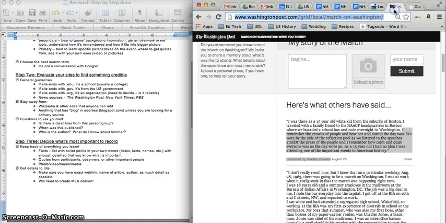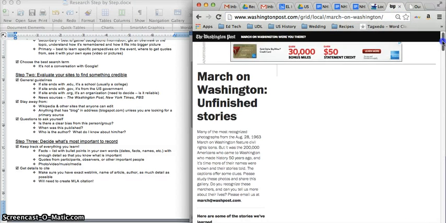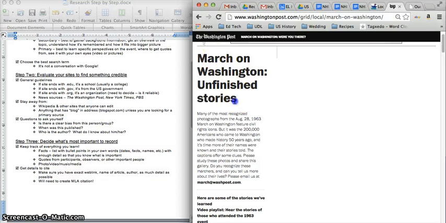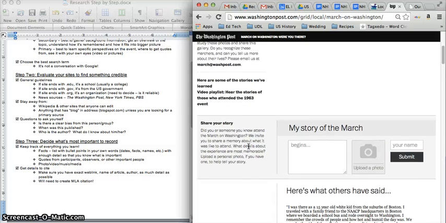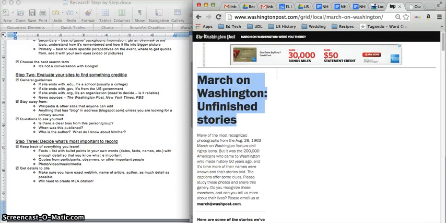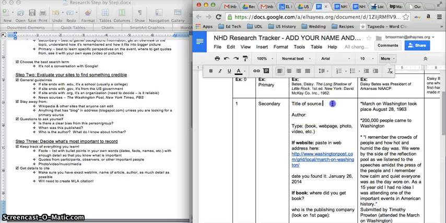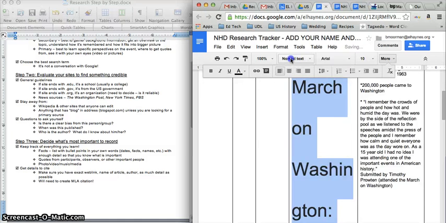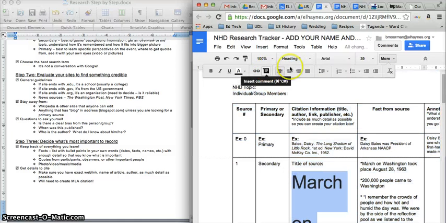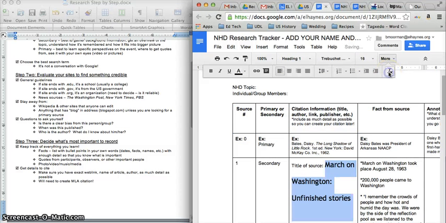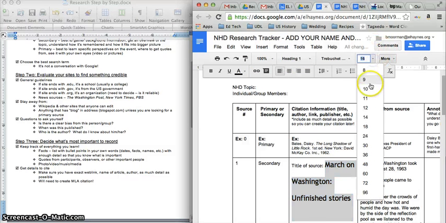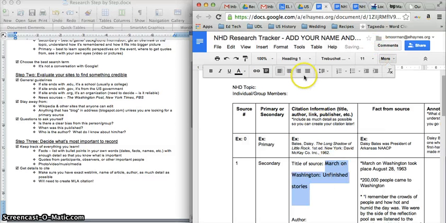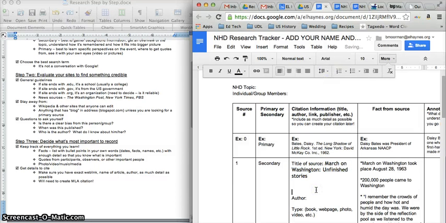And then I need the title, the author, and the type. So this is called March on Washington, Unfinished Stories. I'm going to go ahead and put that here as my title. Oops, it went in real big, so I'm going to go to clear formatting and make it smaller, so that it doesn't take up too much space.